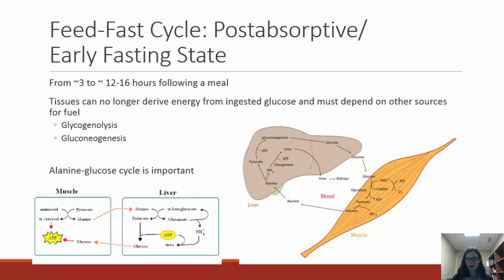But during this stage, the alanine-glucose cycle that we talked about in our carbohydrate section is going to be really important. Pyruvate that's generated in the muscles and other peripheral tissues can be transaminated to alanine, which is then returned to the liver. So here we have that: our pyruvate that's generated in the muscle is transaminated to alanine.